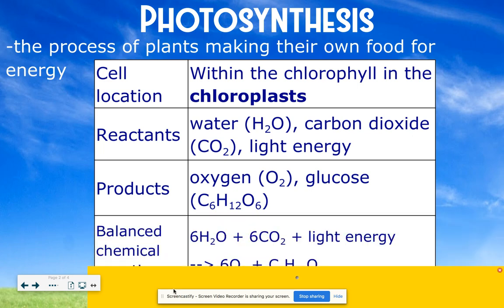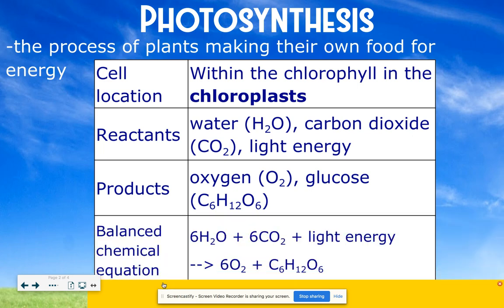So the balanced chemical equation, in order for photosynthesis to happen, is 6 water molecules plus 6 carbon dioxide molecules plus some light energy, and this can be from the sun or this can be artificial, and that will yield or produce 6 oxygen molecules and a glucose molecule. That glucose molecule is then their food, and they can break that down, and that's how plants continue with the process of photosynthesis. So they photosynthesize to make food, so then they can continue to photosynthesize.